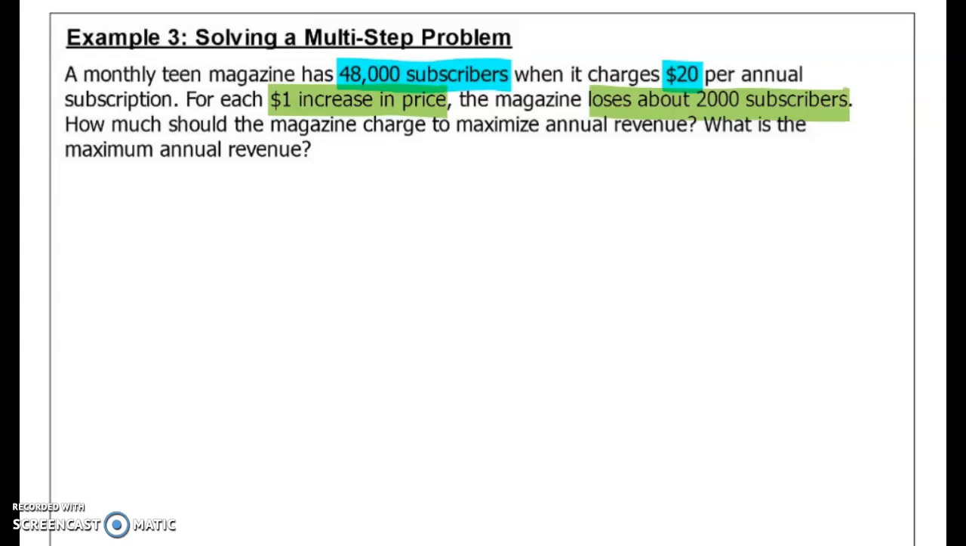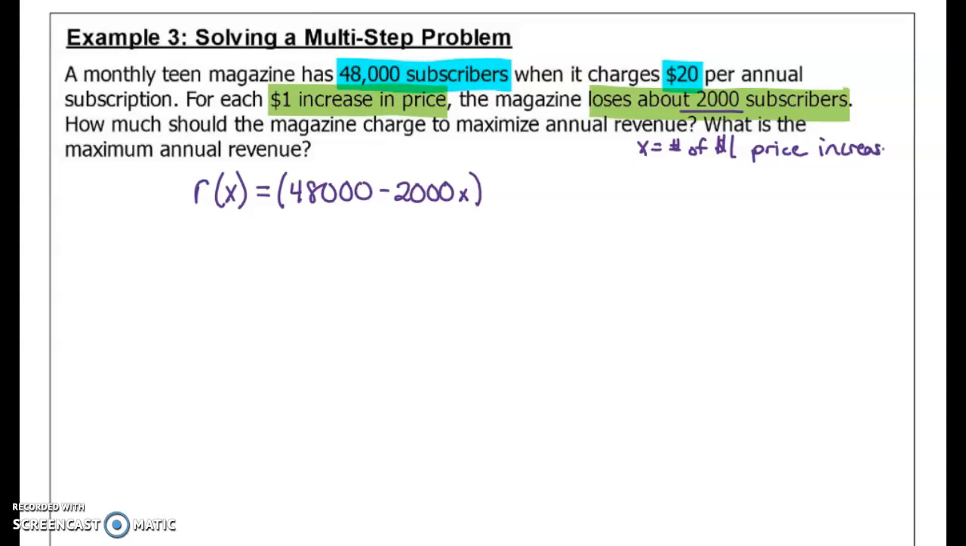So we're going to set up a revenue equation. I'm going to use R of x. R is for revenue, okay? Now, they're starting with 48,000 subscribers, but they lose about 2,000 per every increase. So minus 2,000x. And x is the number of dollar price increments that they increase. So every dollar is a change, and this is what happens.